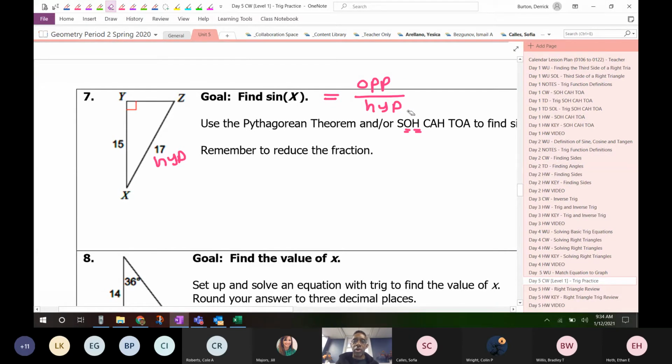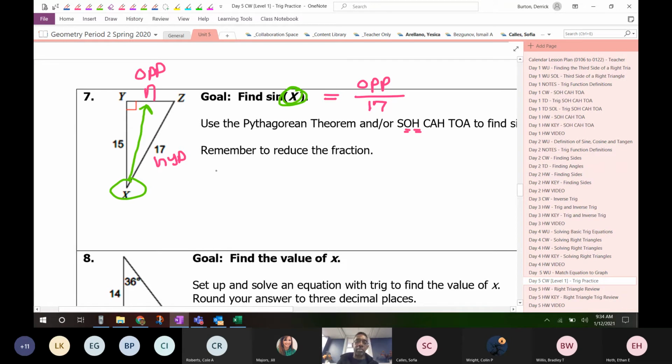So that means we know that we're going to have a 17 in the denominator of the answer. So all we need is the opposite side. Since we are talking about angle x, we have to circle angle x and draw that arrow. So that means this up here is the opposite. This is what we need, but there's nothing there. So again, we need to use the Pythagorean theorem to find out what this is. I'm going to put an n there.